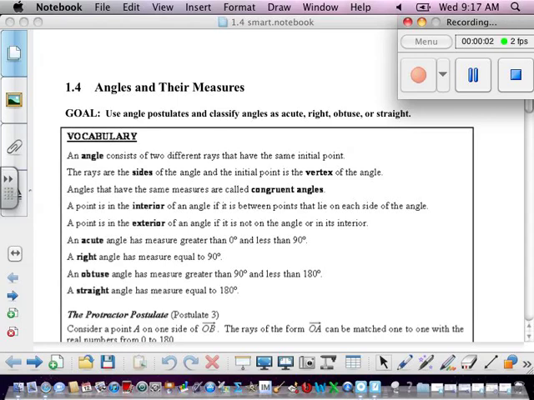When we're looking at section 1.4, we're going to look at angles and their measures. There's a bunch of vocabulary here, but I wrote down all the definitions for you. Let's go over it. An angle consists of two different rays that have the same initial point. Let's draw a picture.